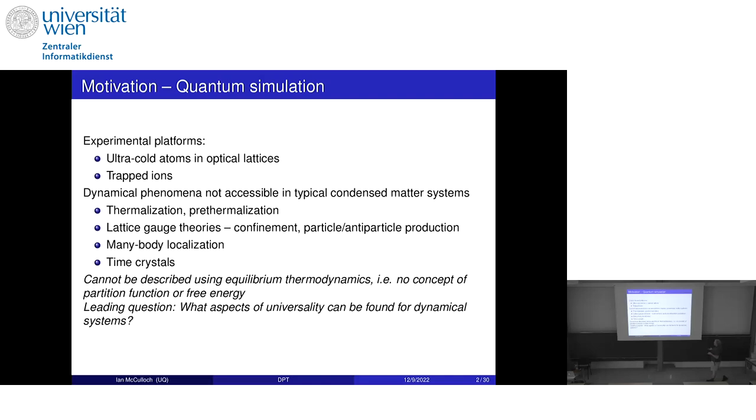So in particular, typically we don't have a partition function or a free energy or something like that. So there's a question that when we evolve something in time, are there aspects of universality that we can find for dynamical systems, borrowing from universality of equilibrium systems where we know a lot about things like CFT and so on? So are there aspects of universality that we can find?